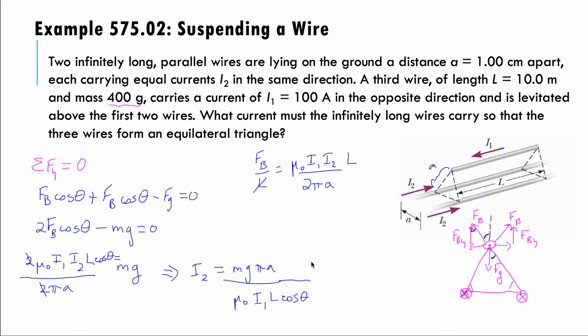So now we just have to plug in all of these numbers. The mass is 400 grams. Convert it to kilograms. It's 0.4 kilograms. G is 9.8. Then just put in pi. A is 1 centimeter. Convert that to meters, 0.01 meters. And then plug in mu naught, which is 4 pi times 10 to the negative 7. So the pi's do cancel out. It's a nice thing about the permeability constant here. The current is 100 amps for I1. The length is 10 meters.